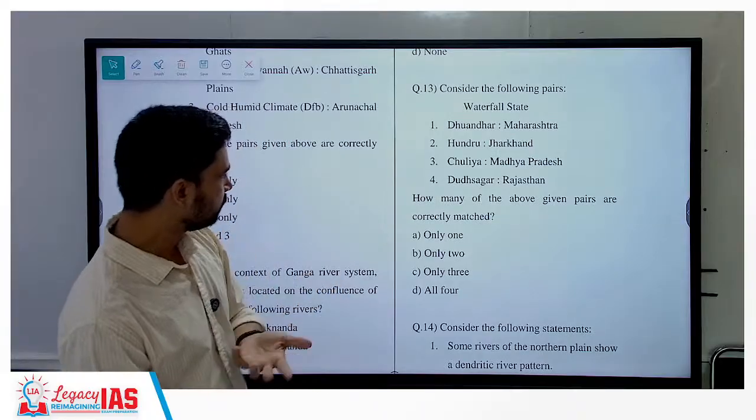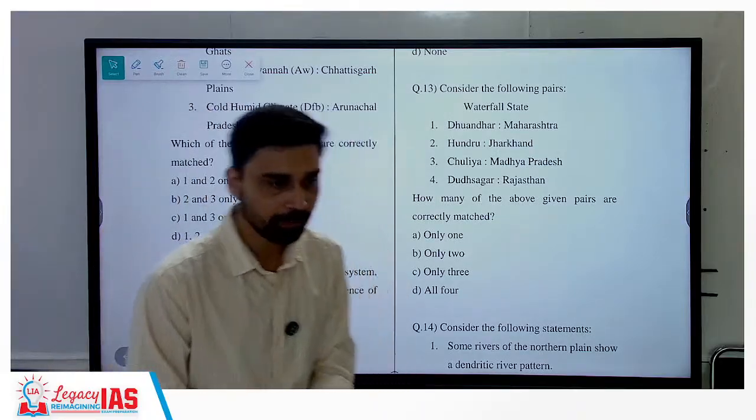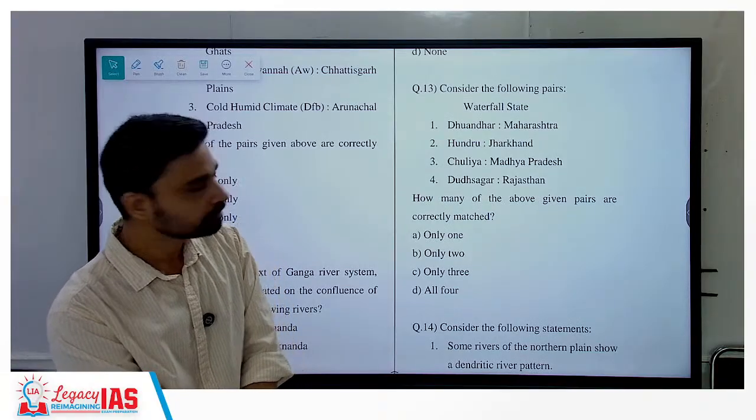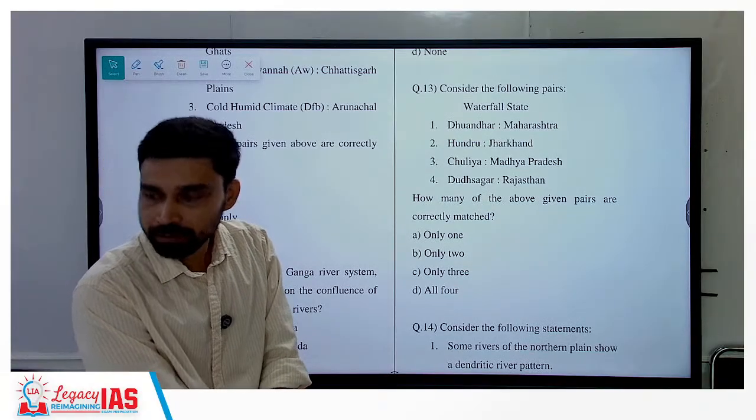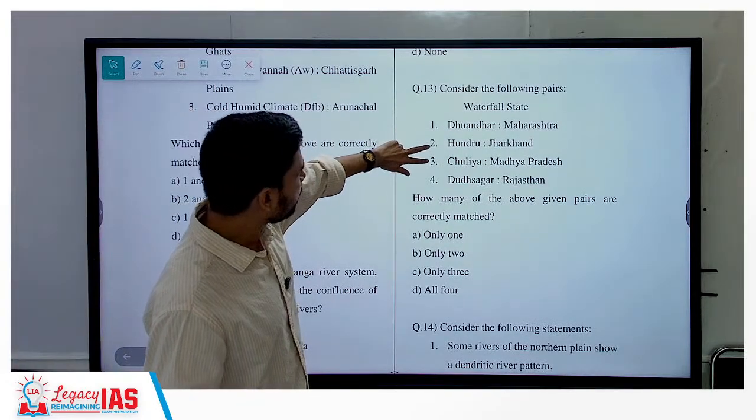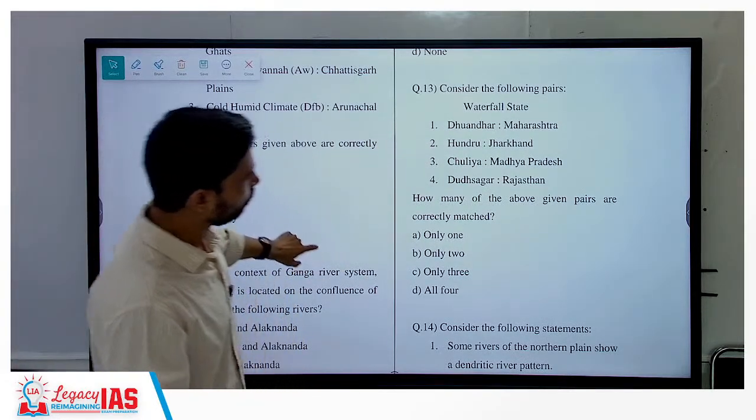Dudh Sagar, it is nearby. Okay, where it is located? Border of Karnataka and Goa. Which river it is located on? Mandvi river. So what is correct option? 2 and 3. Okay, they are right. So only 2. B is the right option.